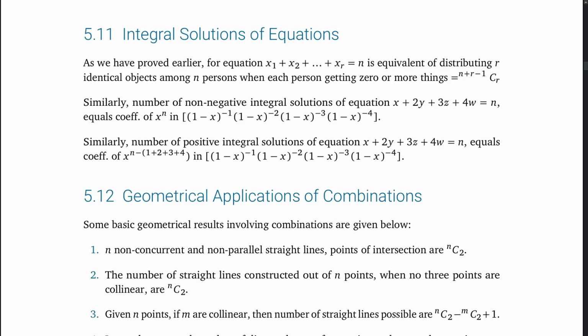Similarly, the number of positive integral solutions of the same equation is equal to the coefficient of x to the power n - (1 + 2 + 3 + 4) in this expansion. So the difference is that here the numbers x, y, z, w can be 0, and here they cannot be 0. That is the only difference, so the coefficient difference comes from that only. This bracket is not at an appropriate place.